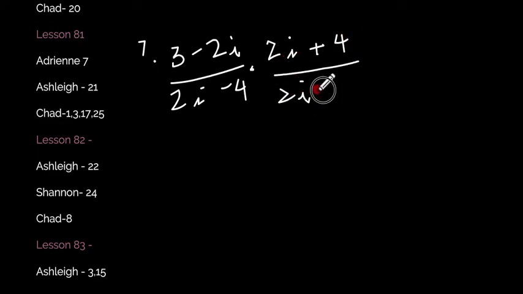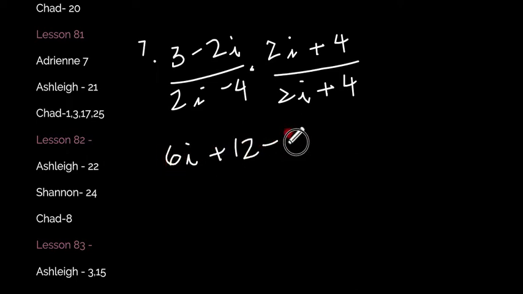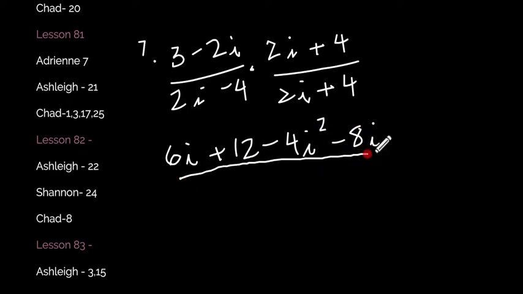All right, in the numerator, it's a binomial times a binomial, so we FOIL. So we're going to get 6i. Your outer is 12. Your inner is negative 4i squared. And your last is negative 8i. Denominators are a lot easier because the outer and the inner cancel out. So we only have to do the first, which is 4i squared, and the last, which is going to be negative 16.